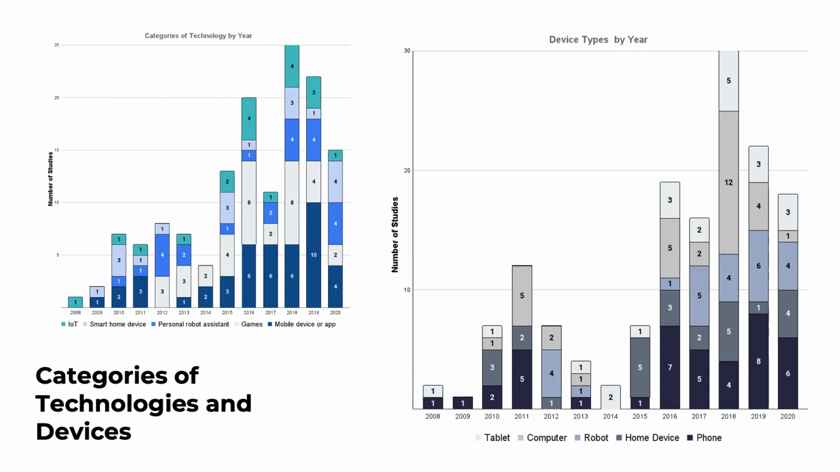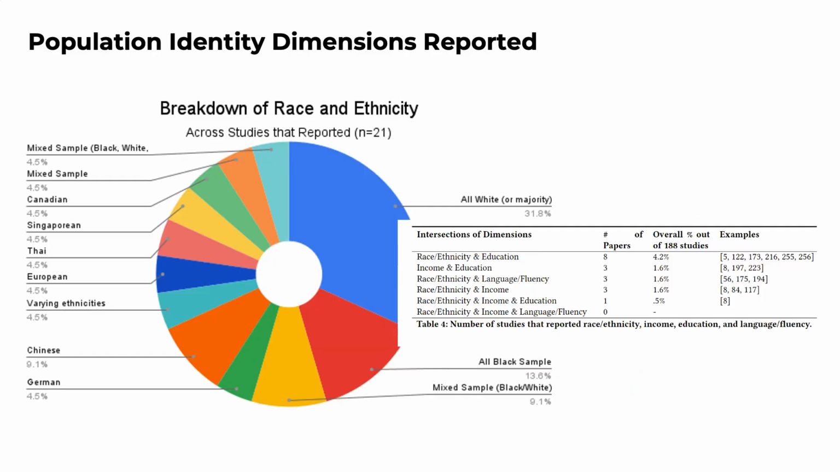The second area of our results were the categories of technologies and devices. We coded for types of technology and device as they were explicitly named by authors in the papers themselves. Robots were among the most mentioned technology descriptions and were directly referenced 32 times within the literature that we reviewed. These included descriptions such as assistive robot, social robot, and mobile service robot. Mobile phones were the most common device reported, in 41 studies.